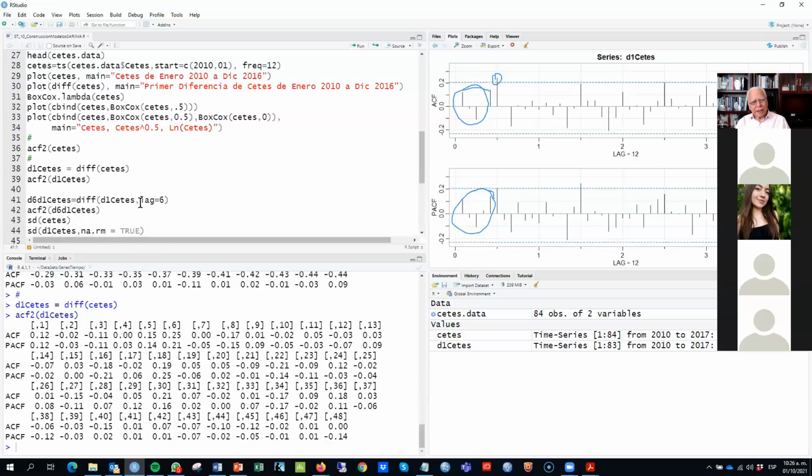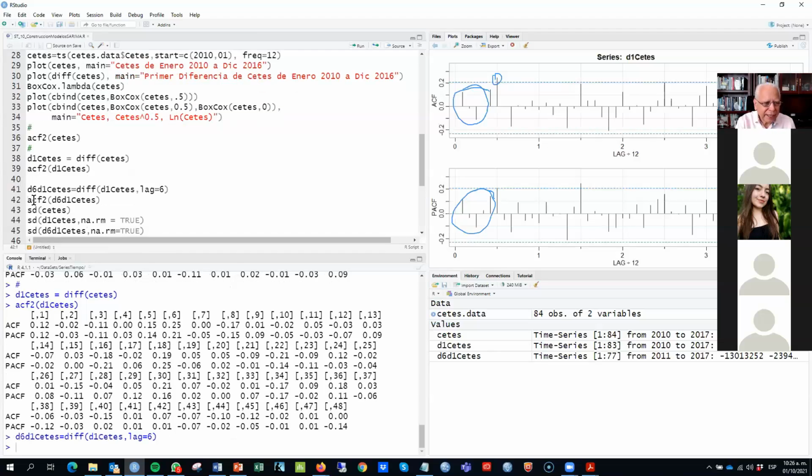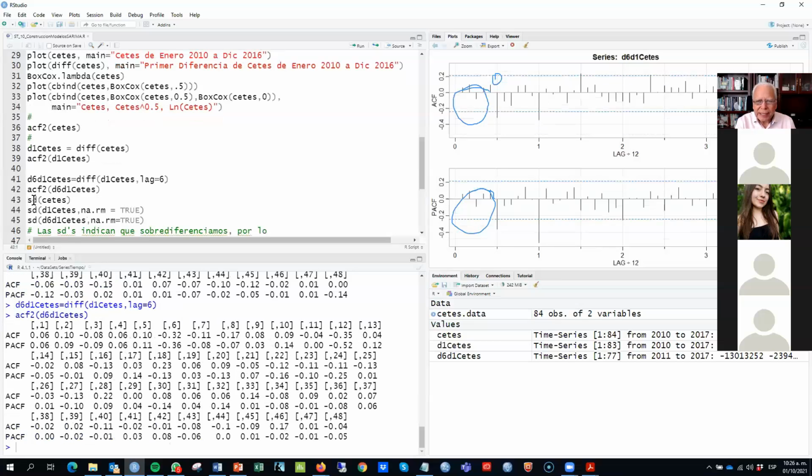So that would mean that I would take Z_t minus Z_(t-6). So I would take D6 of D1, the first difference of the series, to take a sixth seasonal difference. If I do that and look at the ACF, now I see only noise.